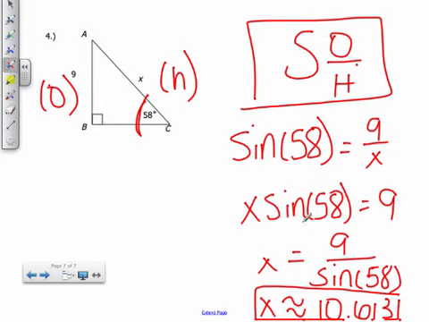Now get that x by itself by dividing both sides by sine of 58, and you end up getting x equals 9 over sine of 58, which is approximately 10.613. Remember, write down your questions, ask me tomorrow. On to topic D.